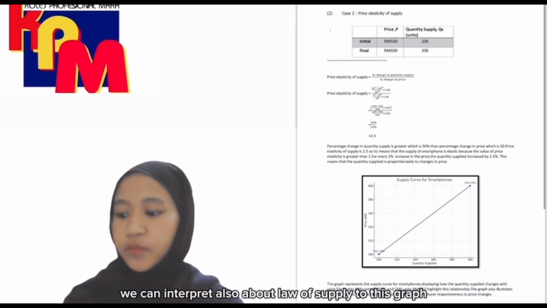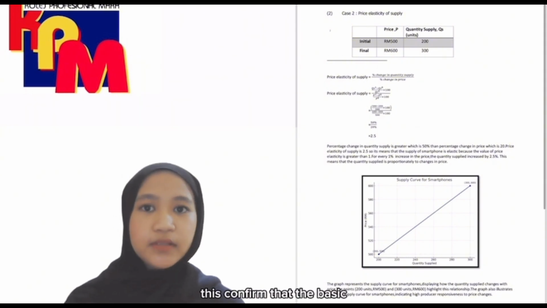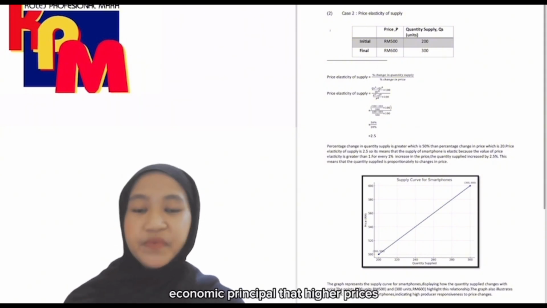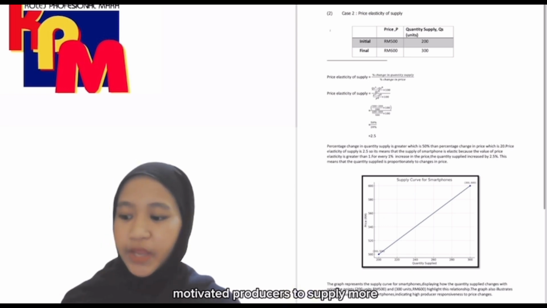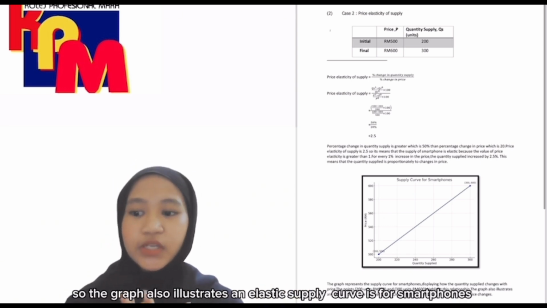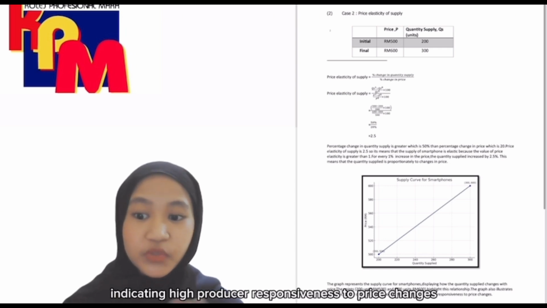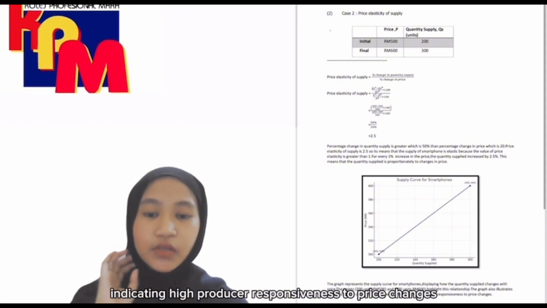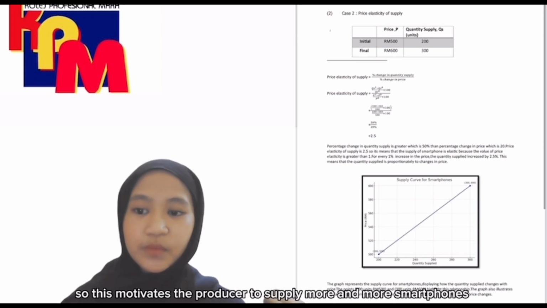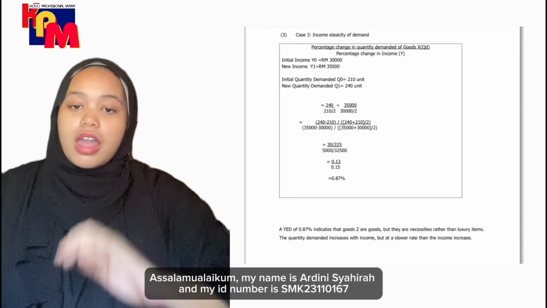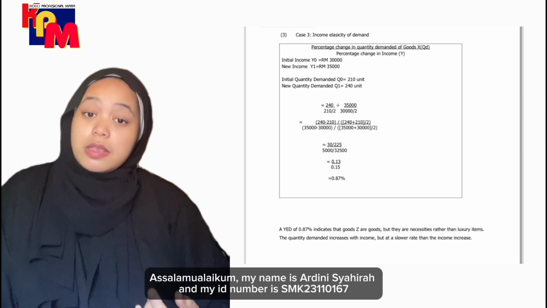We can also interpret the law of supply in this graph. We confirm the basic economic principle that a higher price motivates producers to supply more. The graph also illustrates an elastic supply curve for smartphones, indicating higher producer responsiveness to price change. So this motivates the producers to supply more and more smartphones. That's all. Thank you.